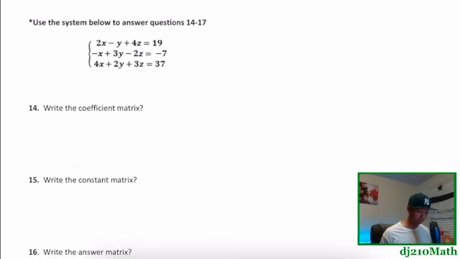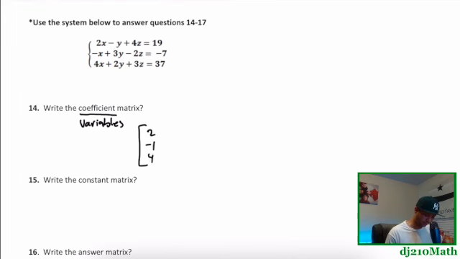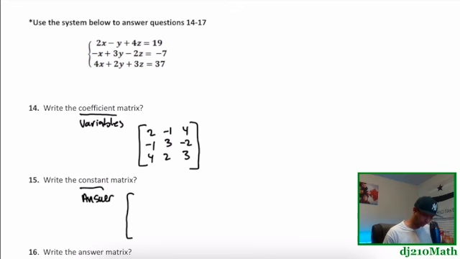Use the system below to answer questions 14 through 17. Okay, write the coefficient matrix. Remember, coefficient is just the numbers in front of the variables. All the x's, all the y's, all the z's are lined up. So this is going to be 2, -1, 4, -1, 3, 2, 4, -2, 3. Just the variables. The constant matrix, this is the answers. So 3 by 1: 3 rows, 1 column. 19, -7, 37.